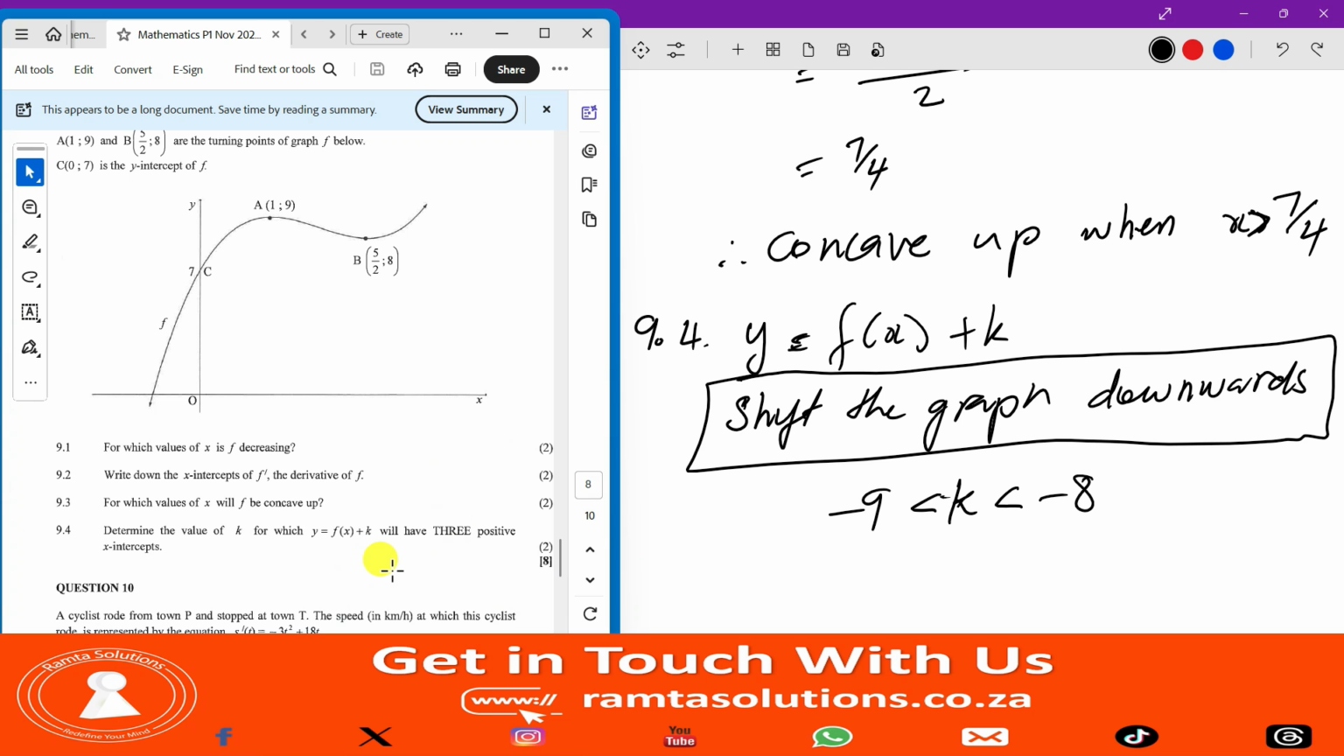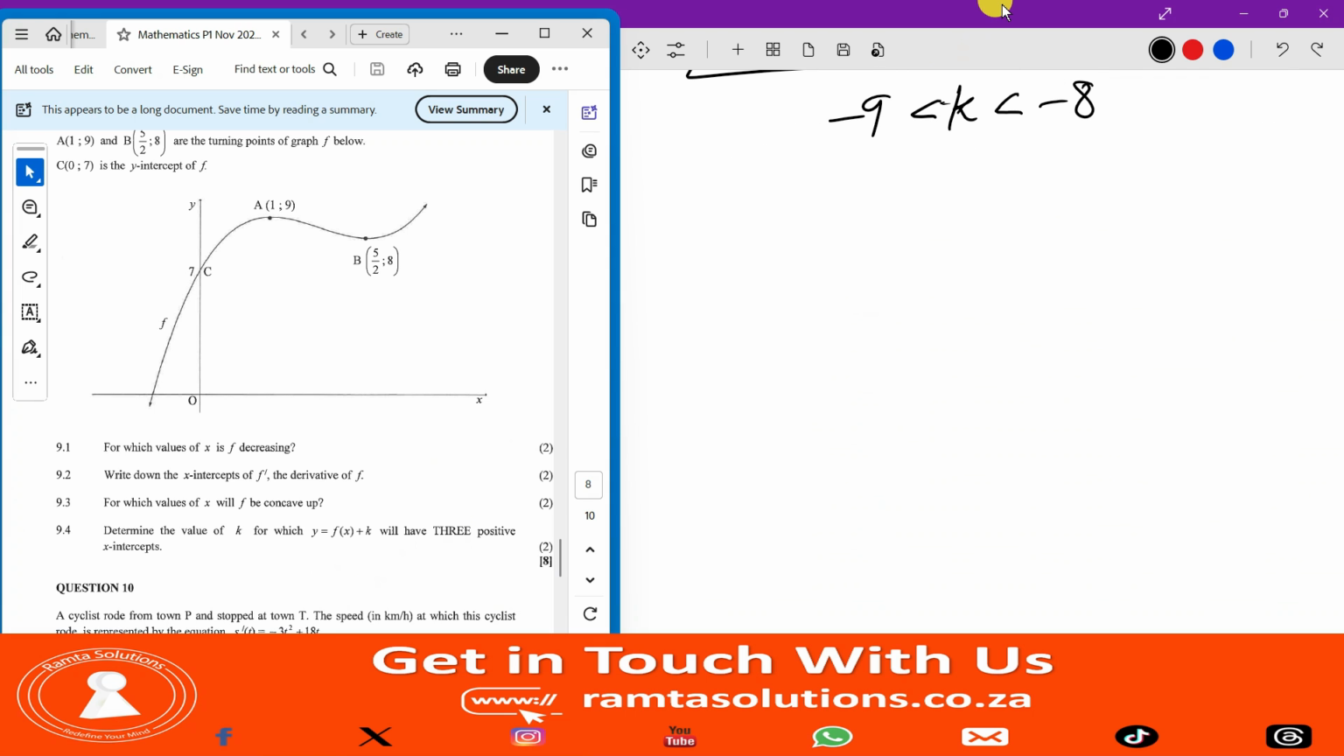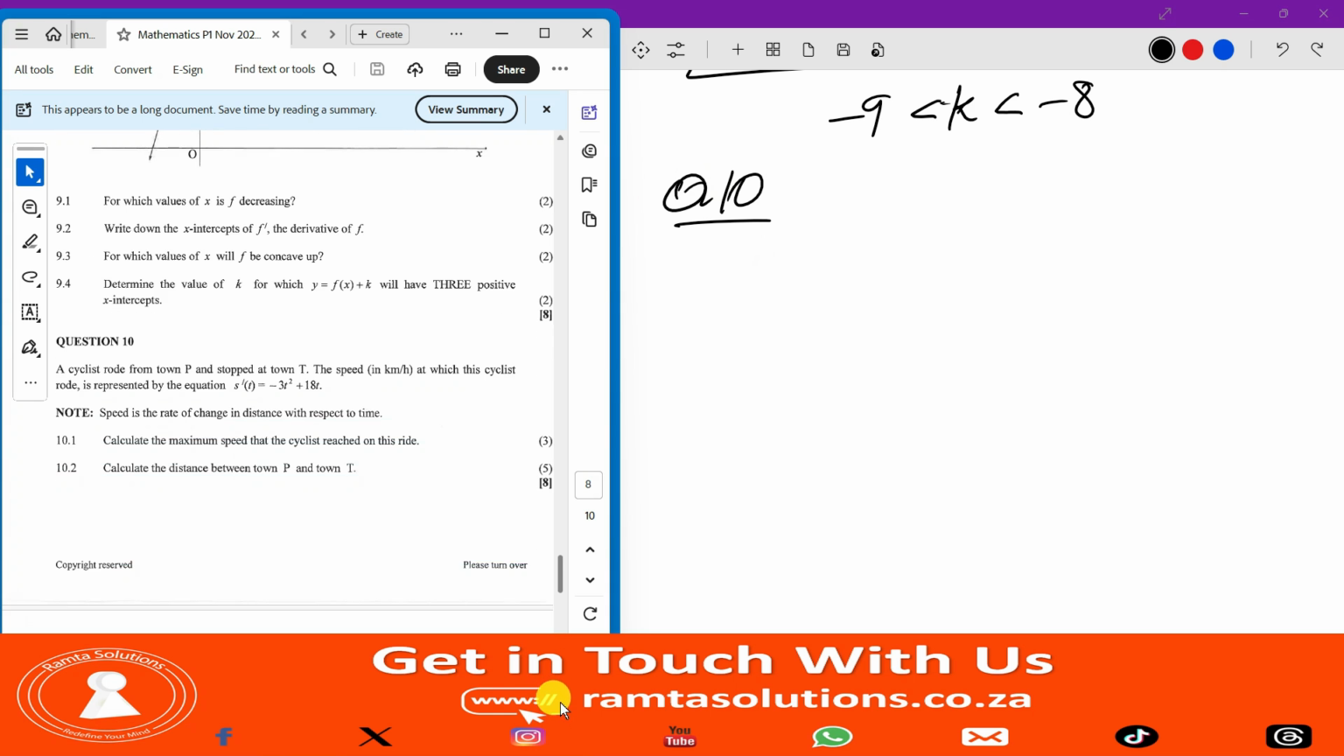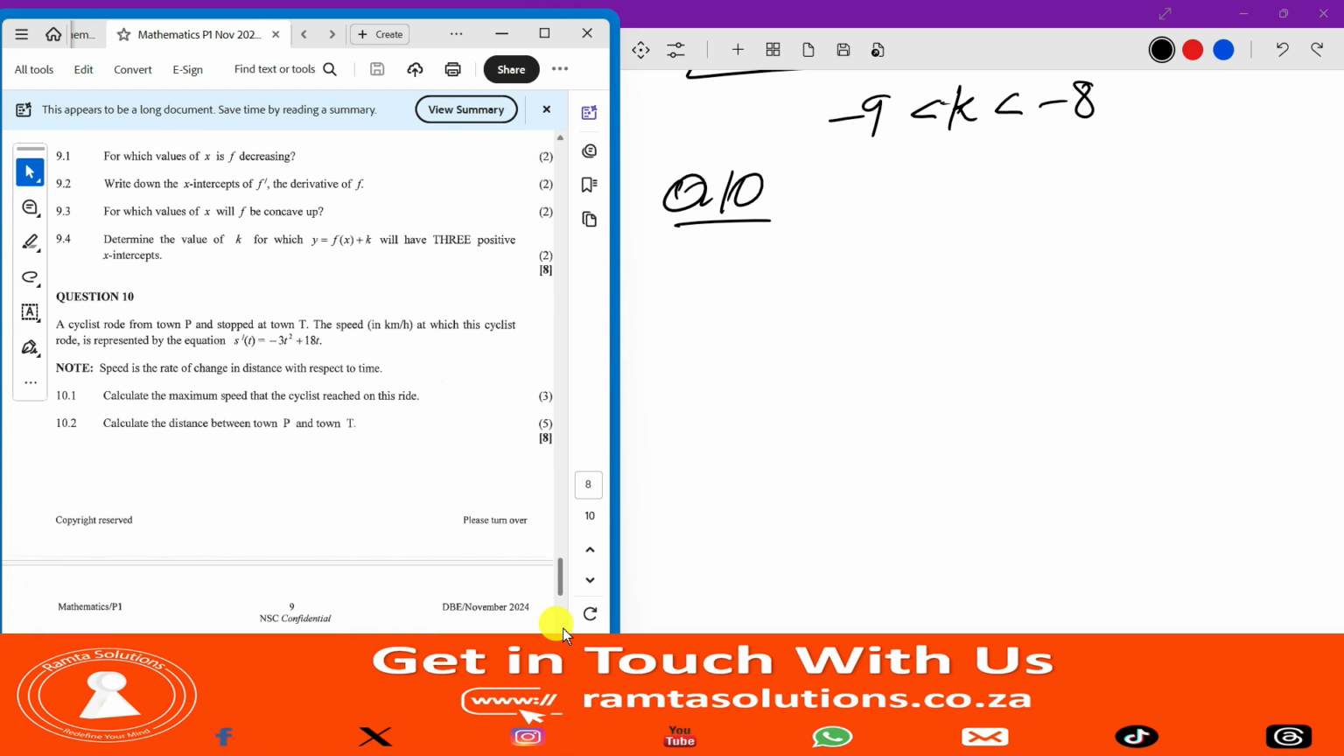Now let's go to question 10. So question 10, we must be done with it in 8 minutes. Let's see. It says a cyclist rode from town P and stopped at town T. The speed in kilometers per hour in which this cyclist rode is represented by the equation s prime of t is equal to -3t squared plus 18t.